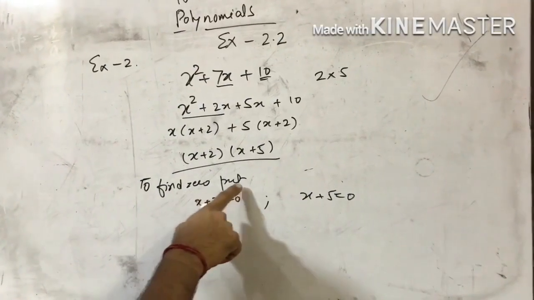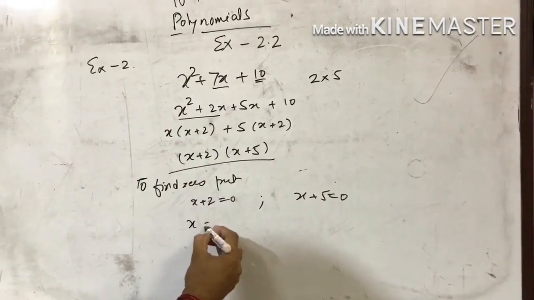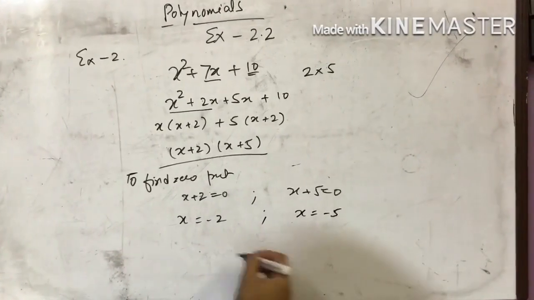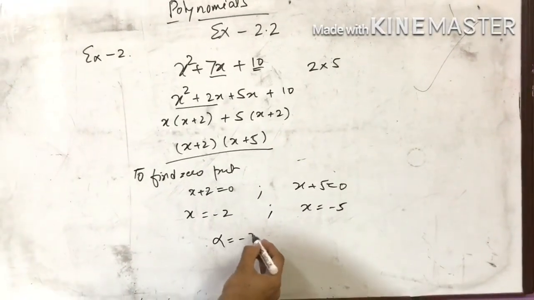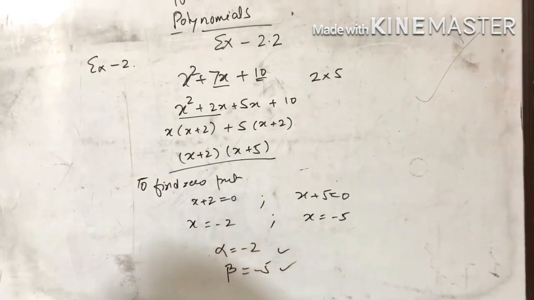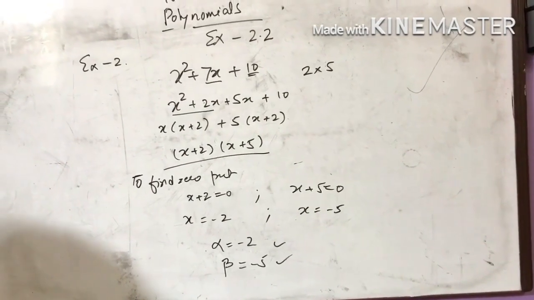To find the zeros, put both the factors equal to 0. So here you will get -2 and in the other you will get -5. Suppose alpha is -2 and beta is -5. So these are the two zeros or roots of this quadratic polynomial. So the first part is over.